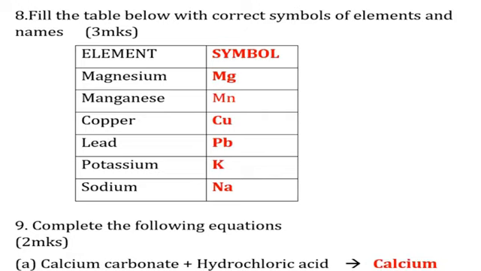Magnesium, you can see the symbol. Manganese, symbol is there. Copper, capital C and U. Lead is capital P and small b. Potassium, K, capital. Then sodium is capital N and A. You can see them there properly.